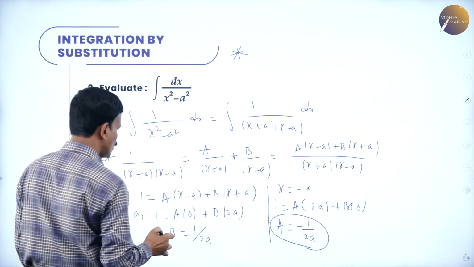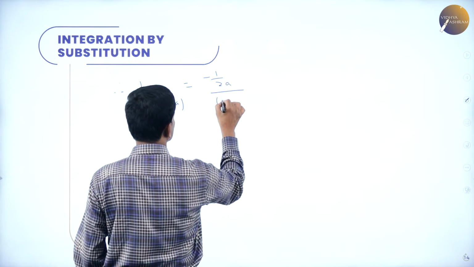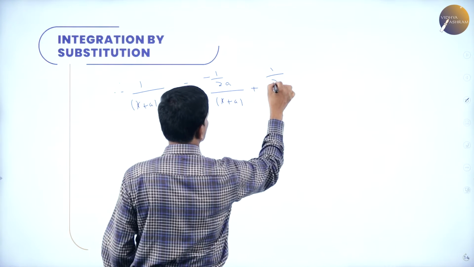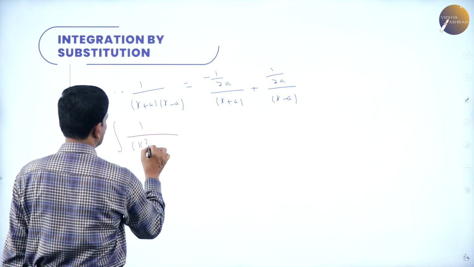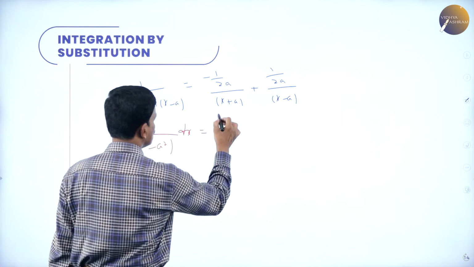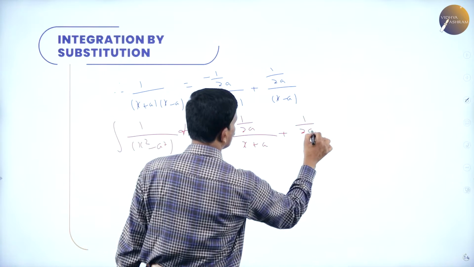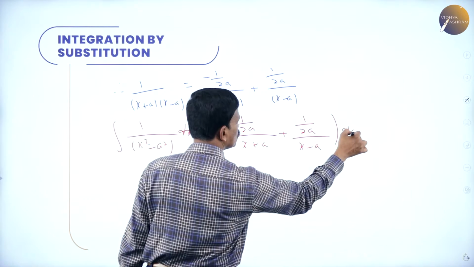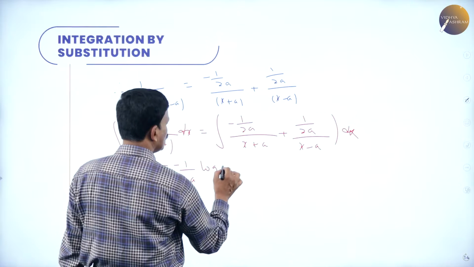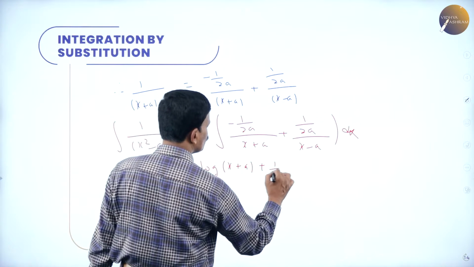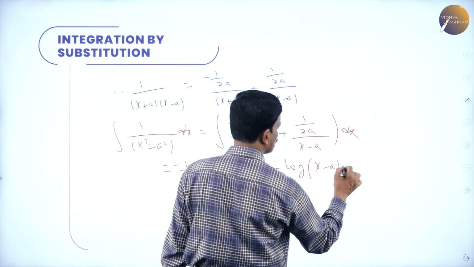Substitute here. So therefore this given integral becomes, 1 over x plus a into x minus a can be written as, what is A? A is minus 1 by 2a divided by x plus a, plus B is 1 over 2a divided by x minus a. Therefore the integral of 1 over x square minus a square dx can be written as the integral of minus 1 over 2a divided by x plus a, plus 1 over 2a divided by x minus a, into dx. So we can take minus 1 over 2a out. Integration of 1 over x plus a is log x plus a. Here 1 over 2a out. Integration of 1 over x minus a is log x minus a plus c.